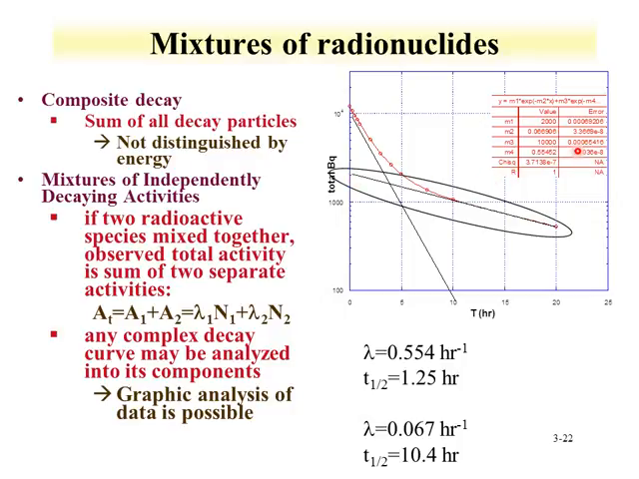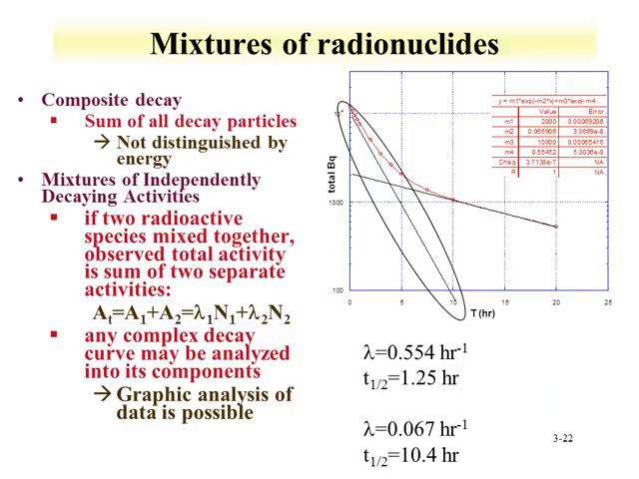If we have 12,000 total, we know that the initial activity of A1 must be 10,000. Then the slope of the early part of this curve is dominated by the short-lived isotope, and we can extrapolate that slope down.